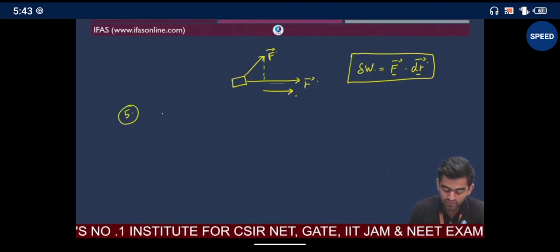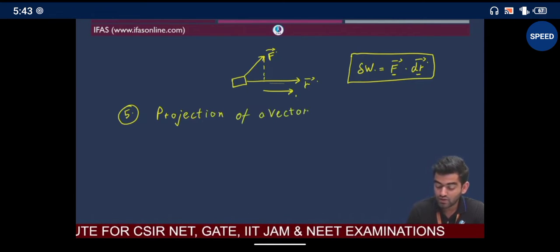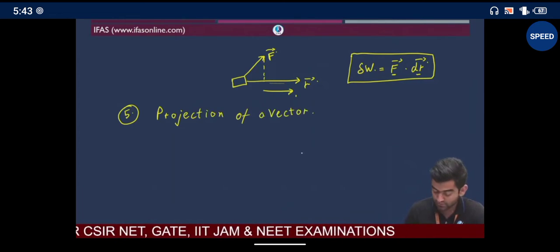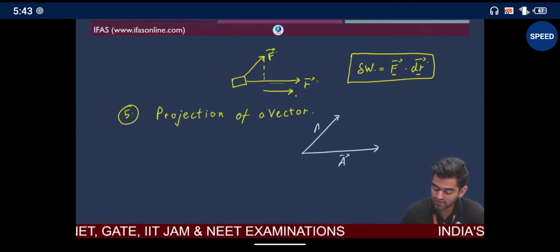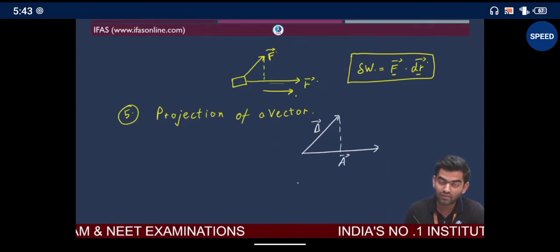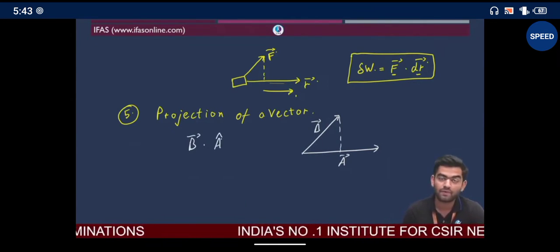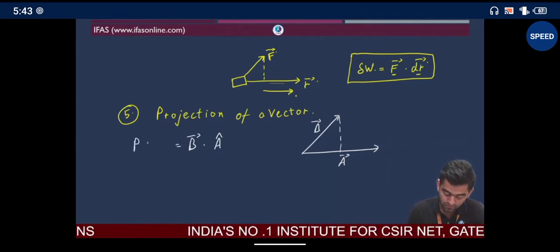Now let's move on to an application, which is projection: how to calculate the projection of a vector. Let's say you have two vectors here. The first one is this A vector and the second one is this B vector. You have to calculate the projection of the B vector onto the A vector. You can simply do it by multiplying the B vector with the unit vector along A. What is this unit vector? Now let me tell you. This is the projection of B.